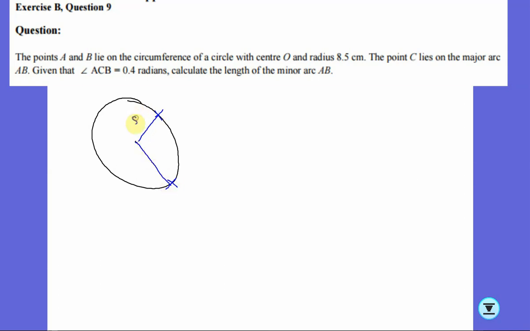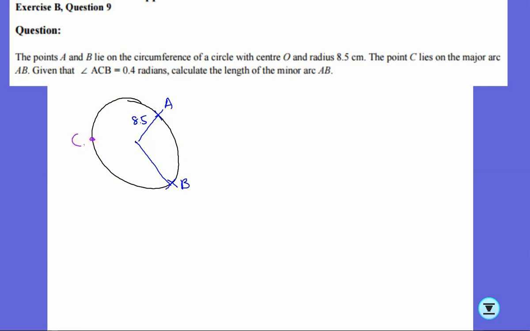But we know this is 8.5, and that's A and that's B. So the point C lies on the major arc of AB, right? So this is pretty useful. Here's the minor arc, the smaller one, and here's the major arc. Okay. So I'm going to put point C just smack bang in the middle.